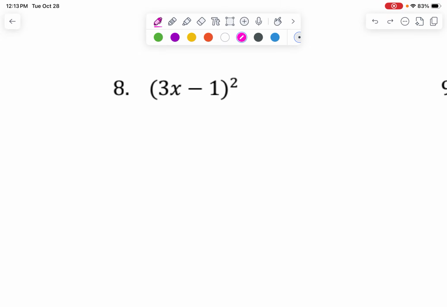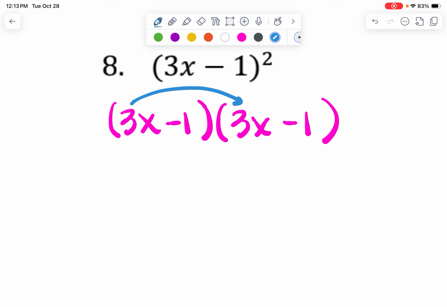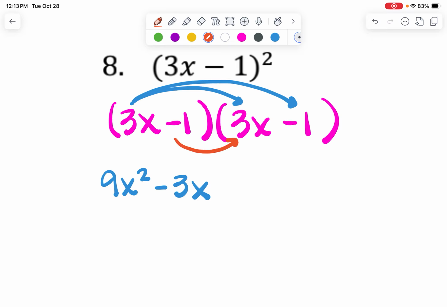3x minus 1 squared. That means I need to write it out twice. And then FOIL, or double distribute, or box method. Again, whatever you're comfortable with. So I'm going to distribute the 3x over there. 3x times 3x gives me 9x squared. 3x times negative 1 gives me negative 3x. Then I'm going to distribute the negative 1 multiplier, so that's going to give me another negative 3x. And then negative 1 times negative 1 gives me positive 1.